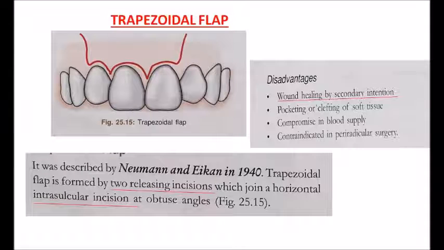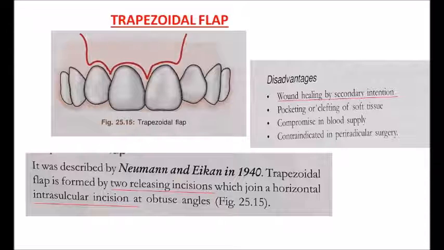Third one is the trapezoidal flap. As you can see in the picture, it is a trapezoidal design. It was described by Newman and Aiken in 1940. The trapezoidal flap is formed by two releasing incisions which join a horizontal intrasulcular incision at an obtuse angle. So it is at an obtuse angle. That is an important point. Two releasing incisions are placed which join a horizontal intrasulcular incision.